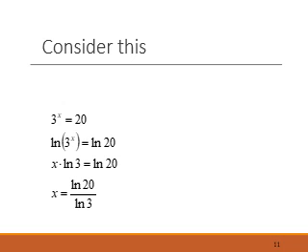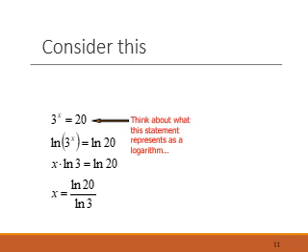Well, go back to the very first line, 3 to the x equals 20, and think about what that exponential statement would be if we wrote it as a logarithm. 3 to the x is equal to 20 would be equivalent to log base 3 of 20 is equal to x. In other words, that logarithm is saying 3 to what power equals 20, and that's exactly what the first line is saying. 3 to the x equals 20 is asking 3 to what power equals 20. Okay, well now look at the first line and look at the last line.